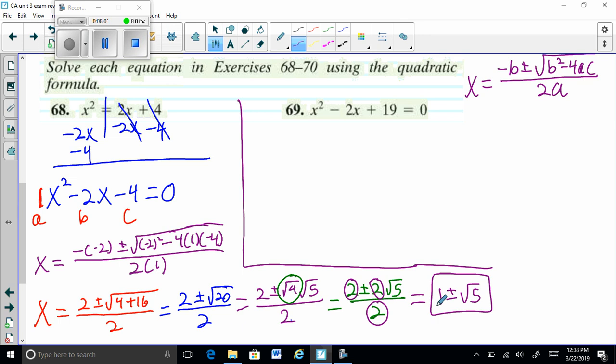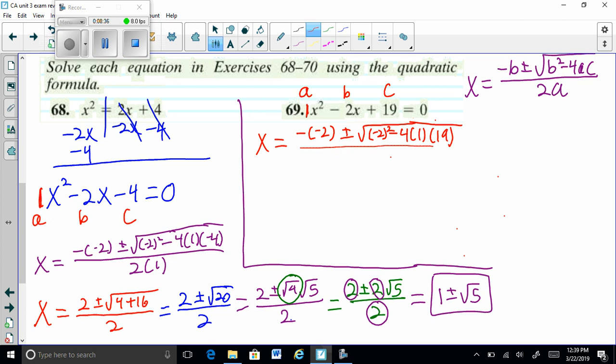Okay, so I have a little bit less room for the next one, but I think we'll be okay. I think I should be able to fit it here fine. So let's see, my A value is 1, my B value is negative 2, and my C value is 19. So here we go. x equals negative negative 2, plus or minus the square root of negative 2 squared minus 4 times 1 times 19, all divisible by 2 times 1.